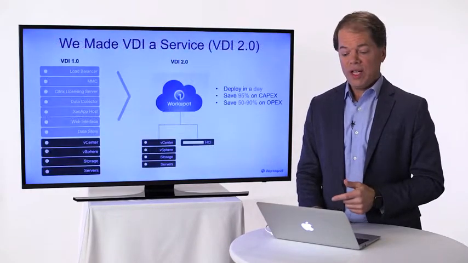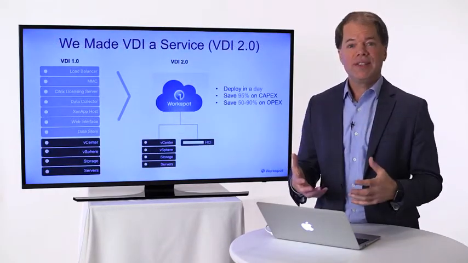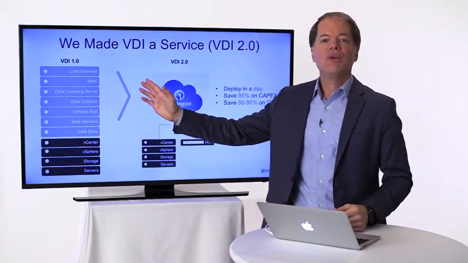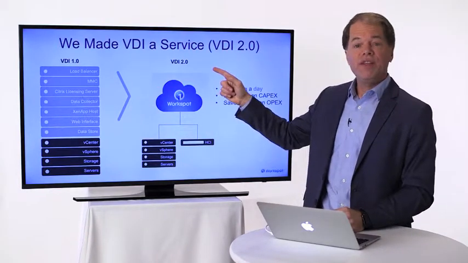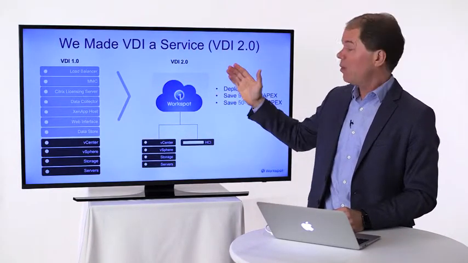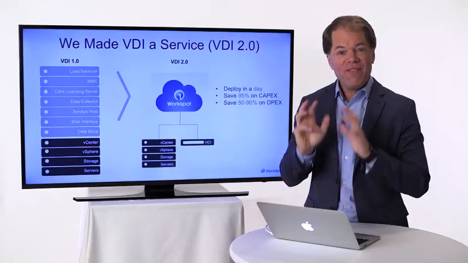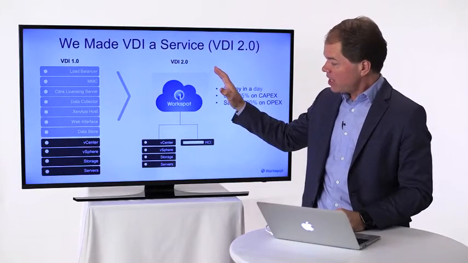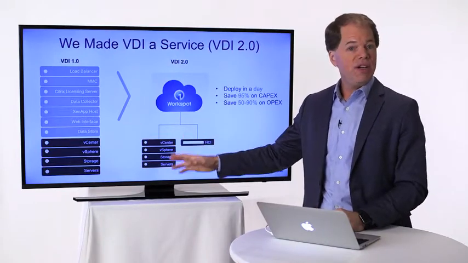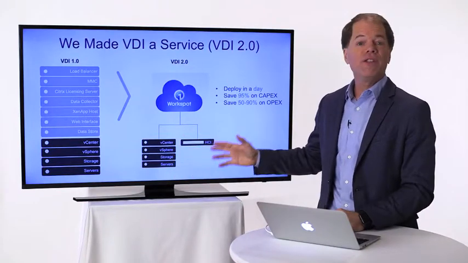And that's what we did. We made VDI a service. So in this case here, VDI 1.0 is gone, and the next generation of end-user computing is here, VDI 2.0, and that's where we created the Workspot Cloud. We engineered this to be cloud native, multi-tenant, runs on microservices, and it's instantly and infinitely scalable. Take that and tie that directly into your existing three-tier infrastructure, and even add in hyper-converged infrastructure.